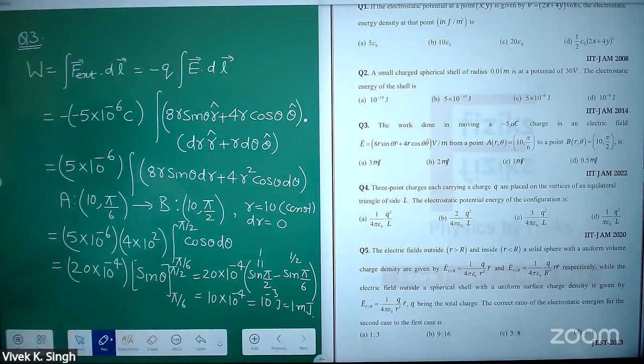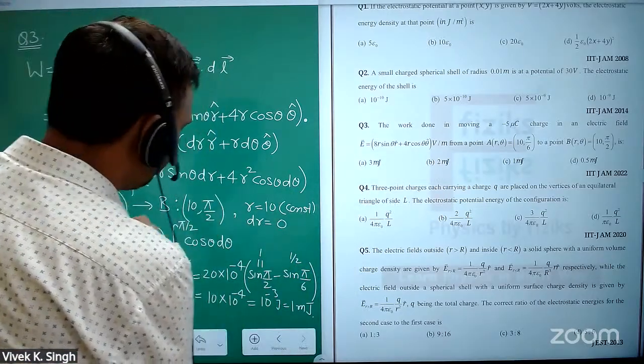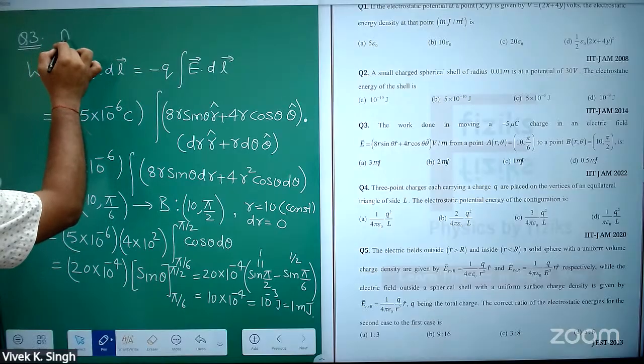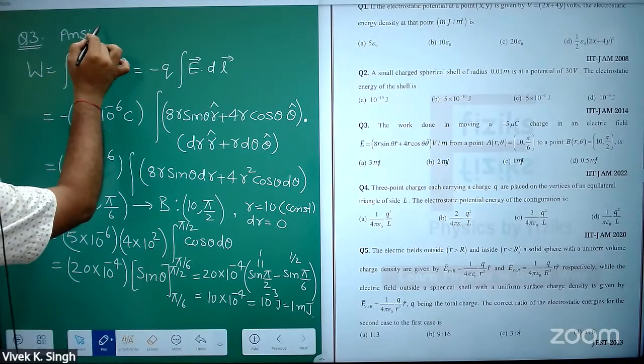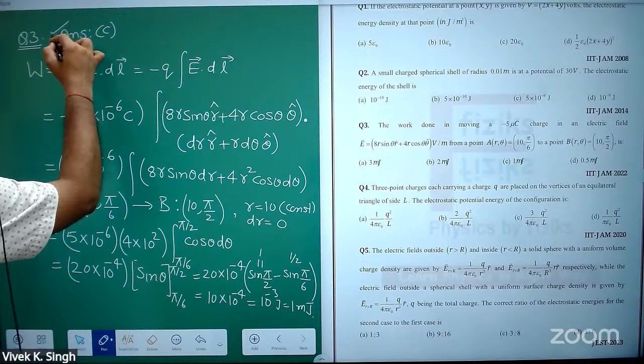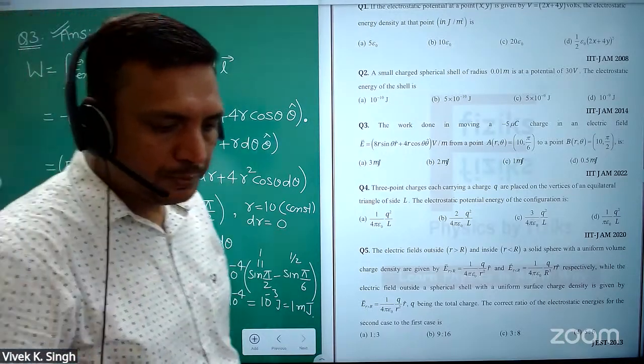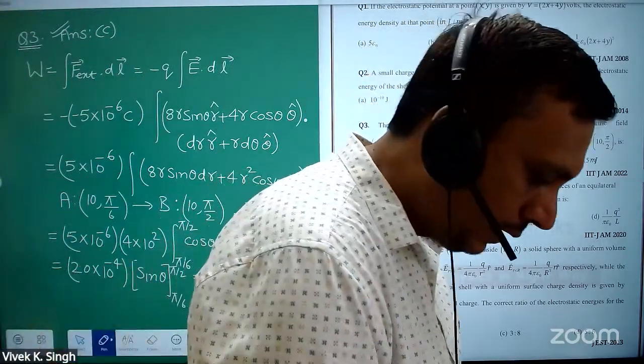So which option is correct? So option C is correct in this case. So in this situation, answer is 1 millijoule. So option C is correct. Question number 3, option C is correct. Clear?